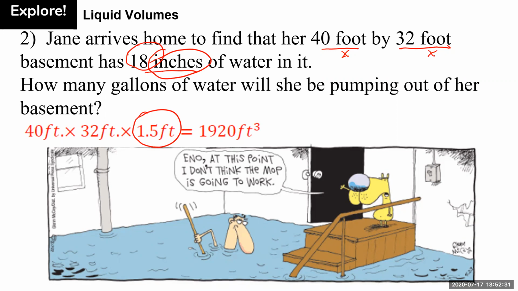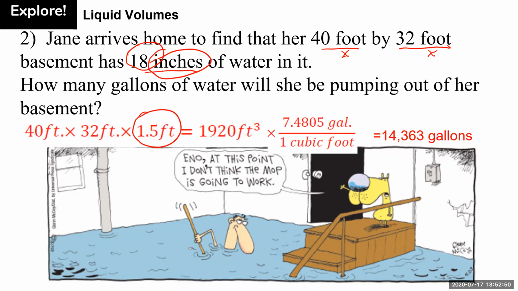Now we have to change this into gallons. But looking at the special conversions table, 1 cubic foot is approximately 7.4805 gallons. So what do we do? We multiply that by 7.4805 gallons, and that gives us the volume of water in Jane's basement. Sounds good? All right, thank you.